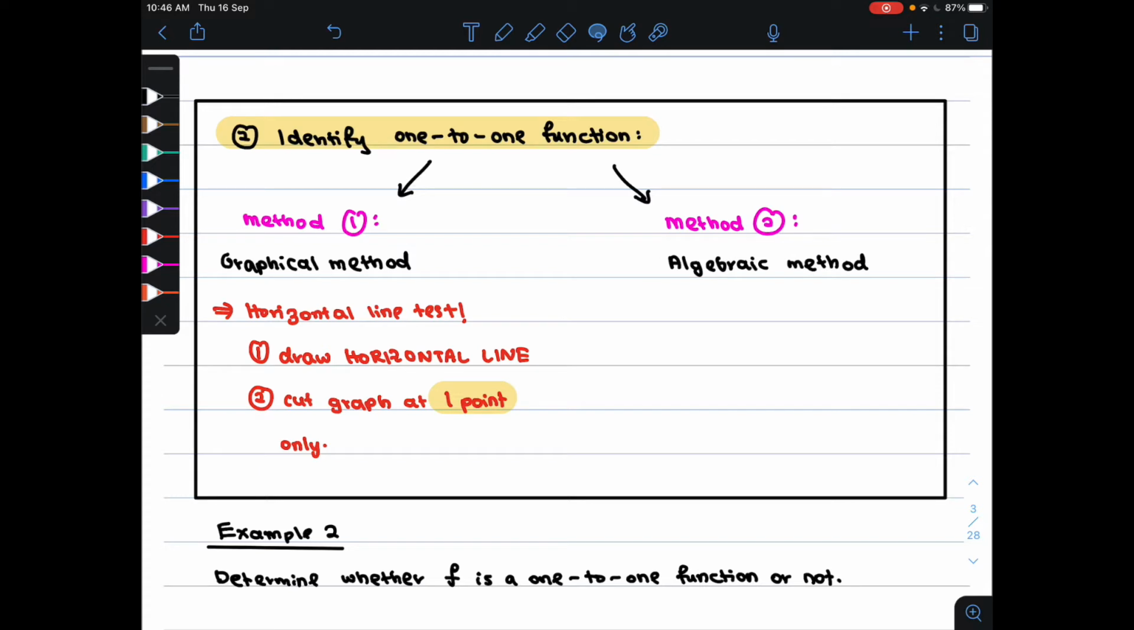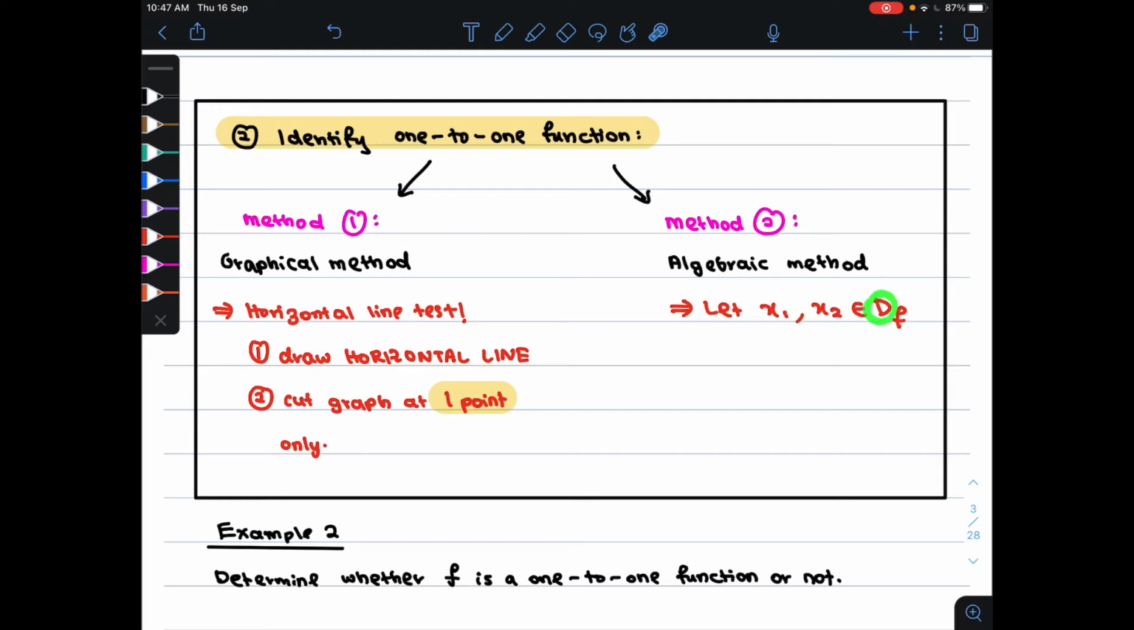The second method is called the Algebraic Method. And kat sini kamu tulis saja, let x1 and x2 be an element of the domain of f. So, ini apa-apa value x1 dengan x2 dalam kamu punya x-axis, tak kisahlah apa pun value dia. This symbol maksudnya element of. Yang huruf D and then F kecil kat bawah tu, D kat situ maksudnya domain. And then F yang kecil tu maksudnya adalah function.